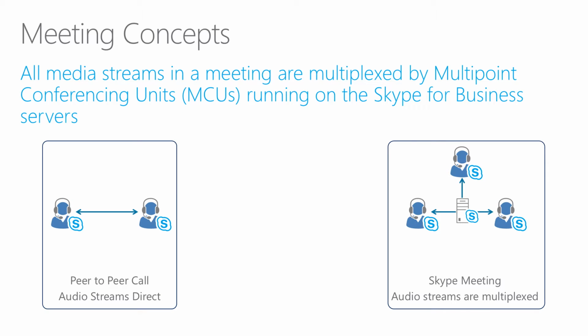Taking these concepts a little further, it's important to know that once you have a meeting, all media streams in that meeting will be multiplexed by a multi-point conferencing unit running on the Skype for Business servers. Using our last example, we see that in a peer-to-peer call, we have media flowing directly between participants. Once that peer-to-peer call is migrated to a meeting, perhaps by the addition of a 3rd person, those media streams will now flow through the MCUs running on the Skype for Business servers.